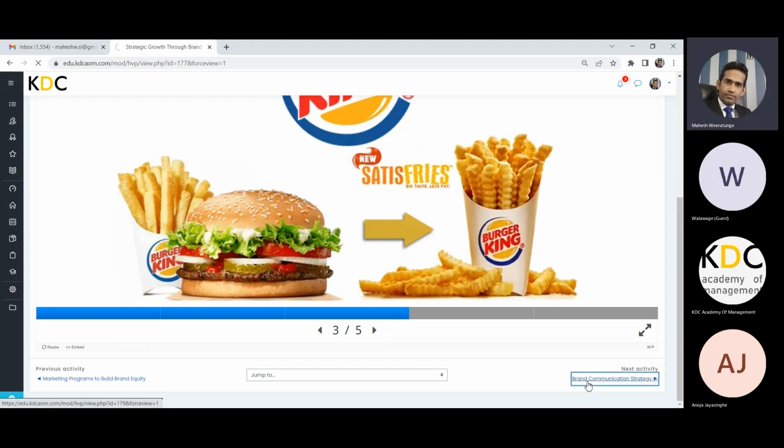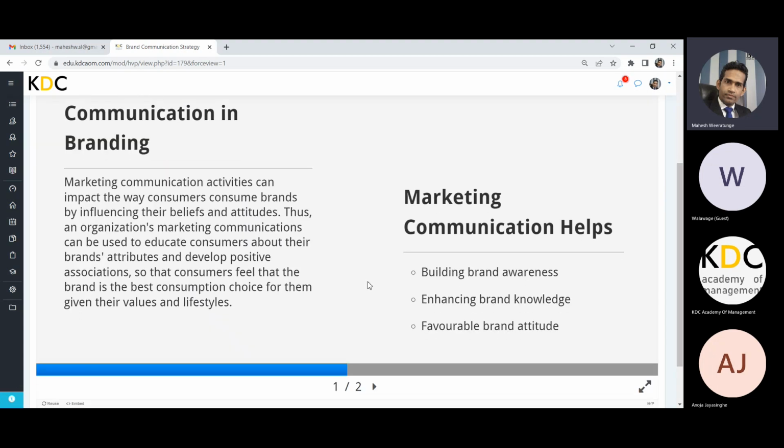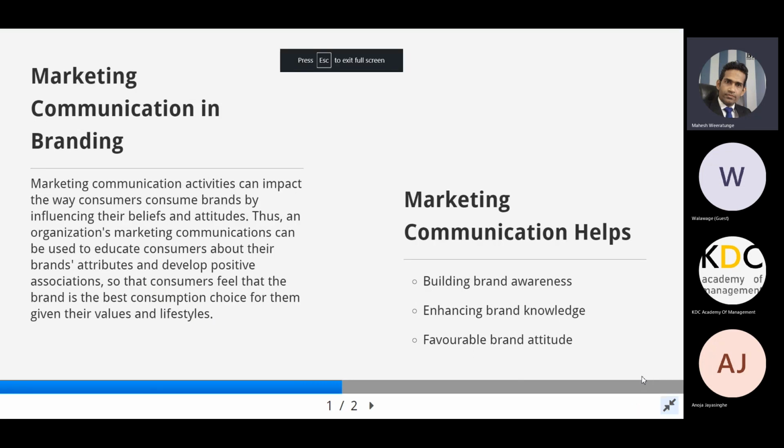Right. Now we need to look at how we are going to communicate. This also comes under the marketing mix strategy, the communication part of the marketing strategy. So how are we going to take our brand into the mindset of the consumer? Because whatever communication activities we do, advertising, sales promotion, how are they connected with the brand?